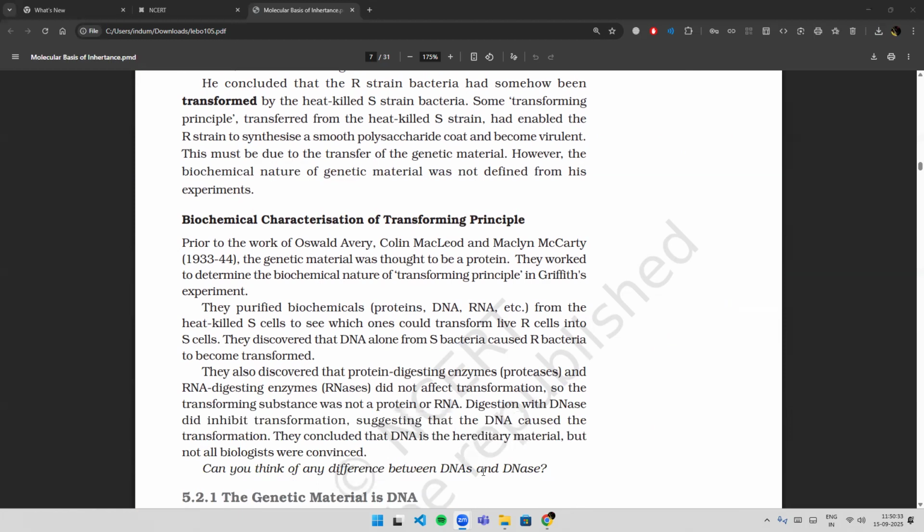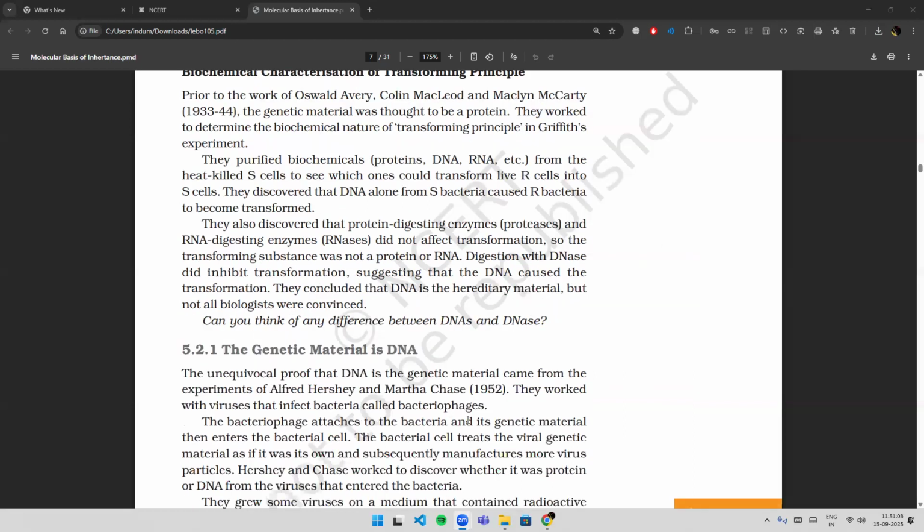Prior to the work of Oswald Avery, Colin MacLeod, and Maclyn McCarty, the genetic material was thought to be a protein. They worked to determine the biochemical nature of the transforming principle in Griffith's experiment. They purified biochemicals from the heat-killed S cells to see which ones could transform live R cells into S cells. They discovered that DNA alone from S bacteria caused R bacteria to become transformed. They also discovered that protein-digesting enzymes and RNA-digesting enzymes did not affect transformation.